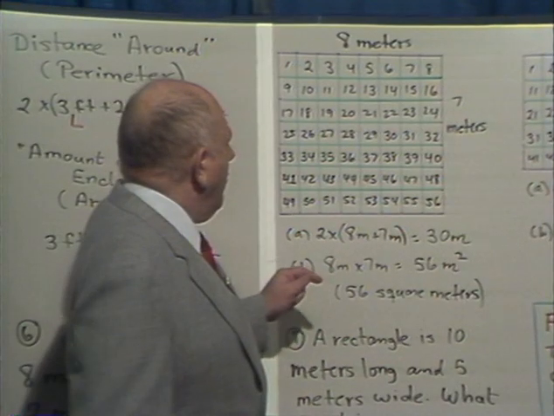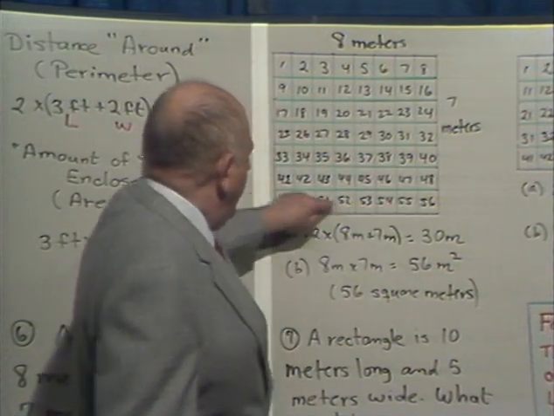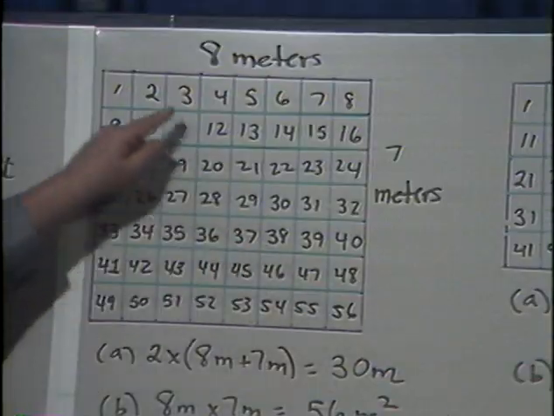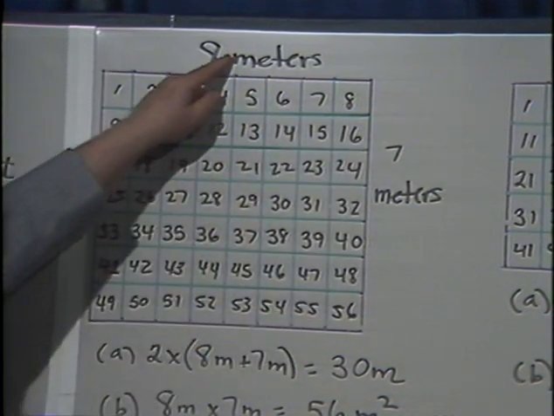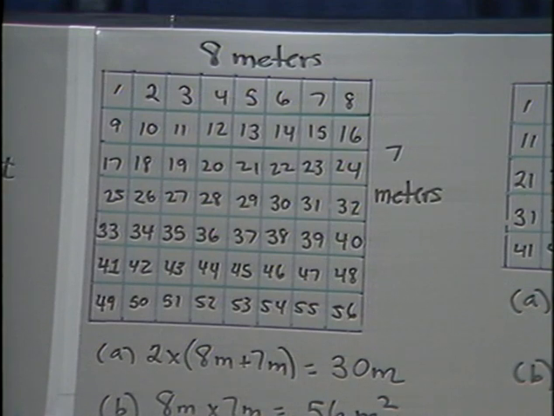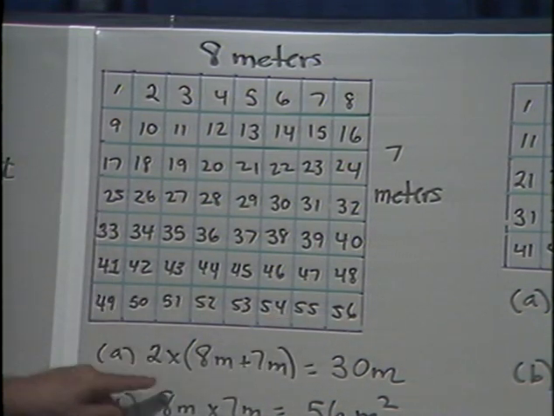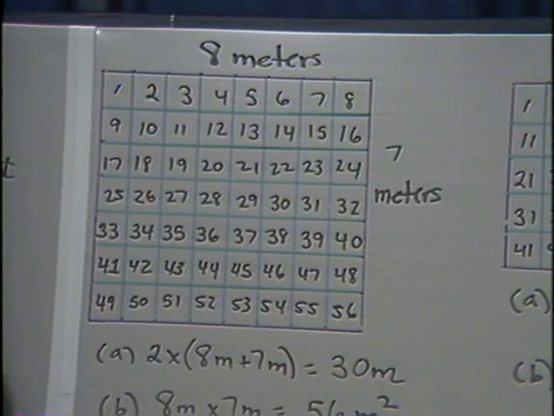Now, if all I'm looking for is the perimeter, I just add up the distance around. See, imagine this to be a plot of land. See, one question is, how much fencing do I need to enclose this? Well, I'm going to need 8 meters and 7 meters. That's 15 meters, and I'm going to need that twice. See, so the answer to part A is I add the 8 meters and the 7 meters to give me 15 meters, and I double that to give me 30 meters. In other words, if I were ordering fencing, I would need 30 meters of fencing.